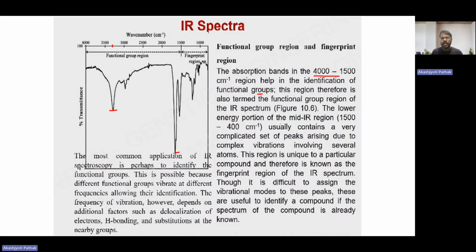Now, the lower energy portion of the mid IR region, 1500 to 400 centimeter inverse, usually contains a very complicated set of peaks arising due to complex vibrations involving several atoms. This region is unique to a particular compound and therefore is known as the fingerprint region of the IR spectrum. This region is unique for every biomolecule. That is why this is known as the fingerprint region, and it is useful to identify a compound if the spectrum of the compound is already known.